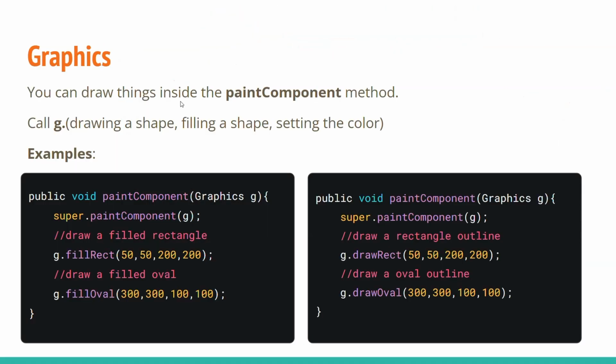Okay, so inside the paintComponent method, you can call g dot and then whatever method you want to call. In this example, we have fillRect and fillOval and drawRect and drawOval. Basically what fill does is it draws that shape, but it fills the inside with a color, while draw will just draw the shape and only have the outline. So yeah, basically you can put a bunch of stuff in this paintComponent method.